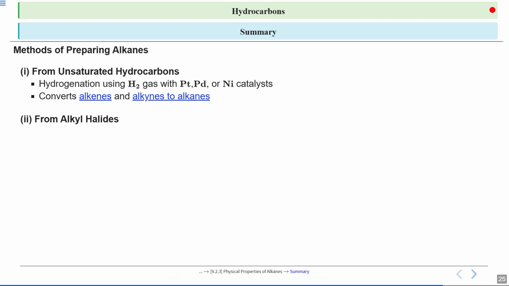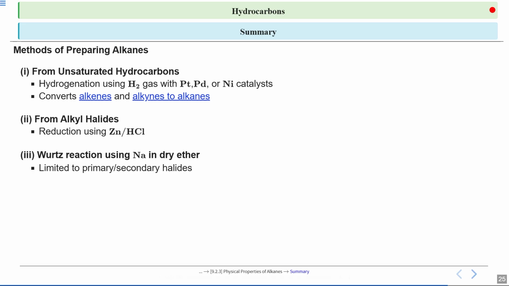Next is from alkyl halides. Here also we can do the reduction using zinc in the presence of an acid like HCl. Next, we have Wurtz reaction. It is used again for alkyl halides, and this reaction occurs in the presence of dry ether with sodium. So this reaction has a limitation. It is only applicable to primary and secondary halides and not to tertiary ones, because tertiary can undergo reduction.